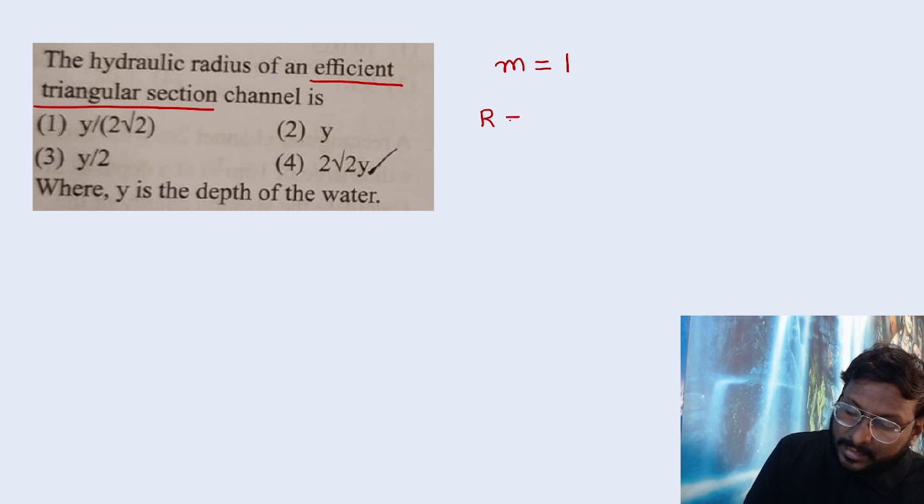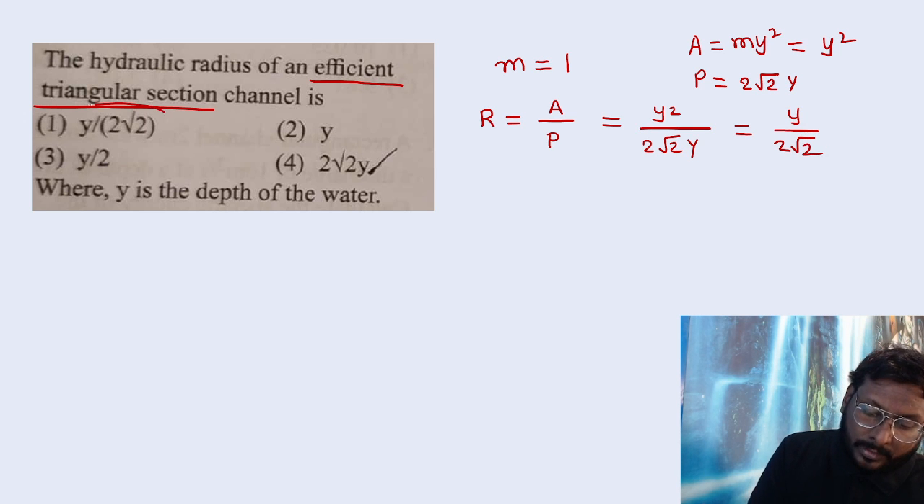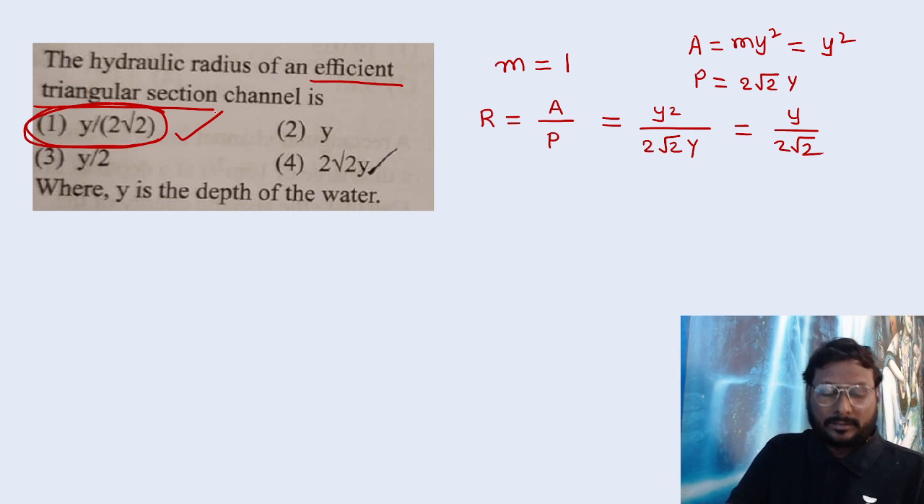Hydraulic radius R is equal to A by P. Area is m y square, m is 1, so you can take y square. Perimeter is 2 root 2 y. So now y square upon 2 root 2 y gives y upon 2 root 2. So y upon 2 root 2. First one.